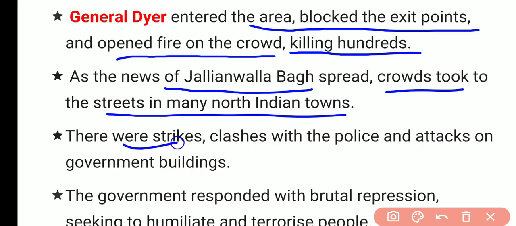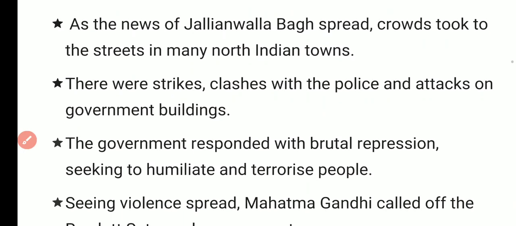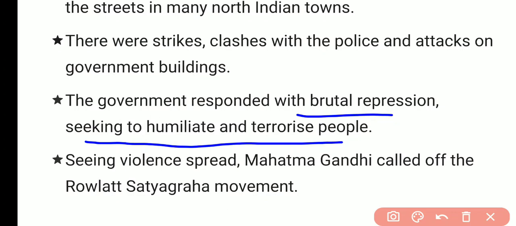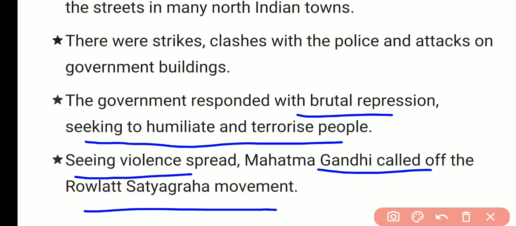There were strikes, clashes with the police, and attacks on government buildings. The government responded with brutal repression to deal with the situation, seeking to humiliate and terrorize the people. The government tried to terrorize the people to control that situation. Seeing violence spread, Gandhiji called off the Rowlatt Satyagraha at that time from the North Indian part too. So that was the Jallianwalla Bagh incident.